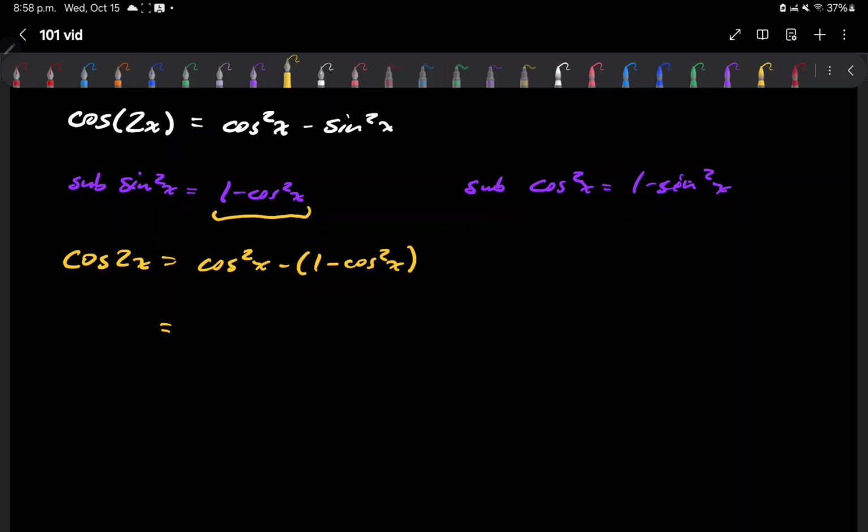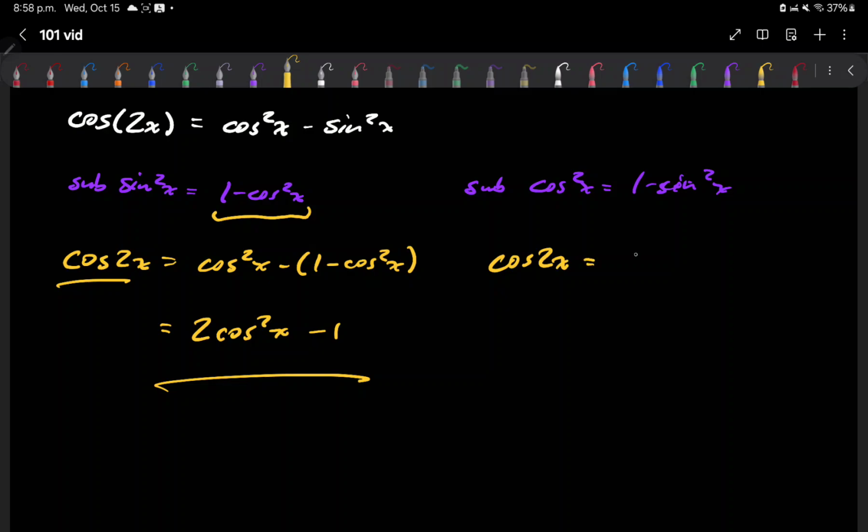Obviously the minus 1 stays the same, but we have a double sign. We have subtracting a negative cos squared x. So we have cos squared x plus cos squared x, which is 2 cos squared x minus 1. So this is another form of our cos double angle.